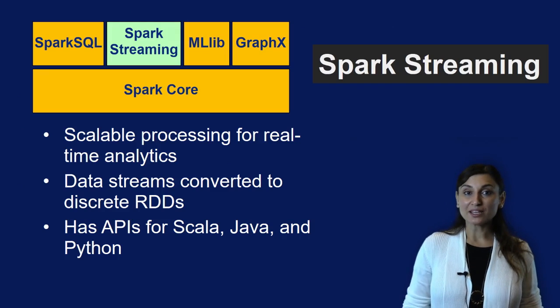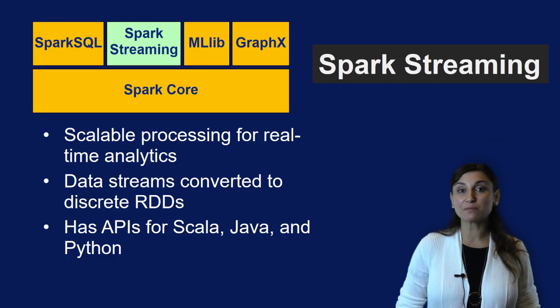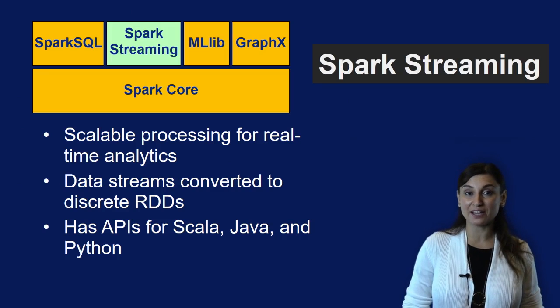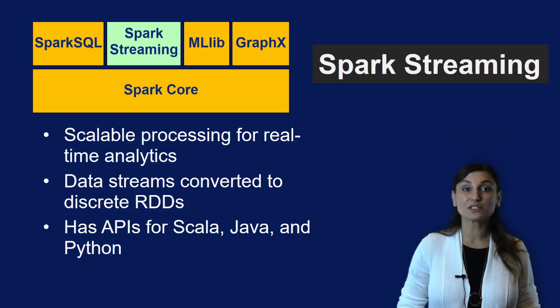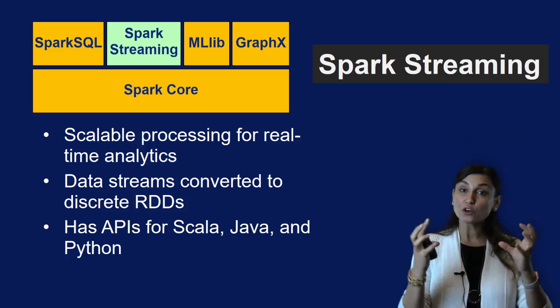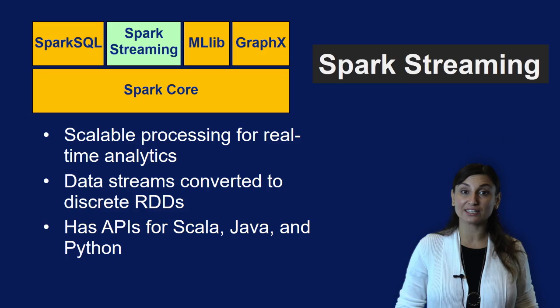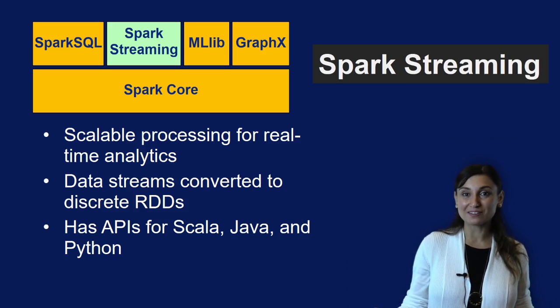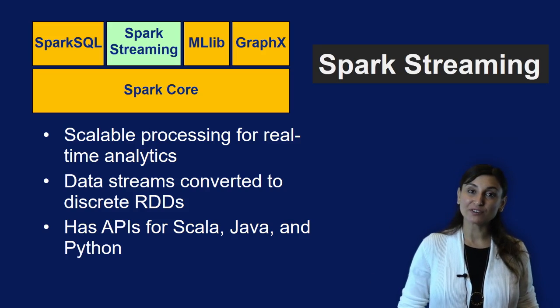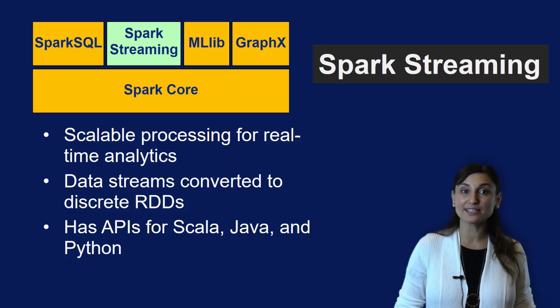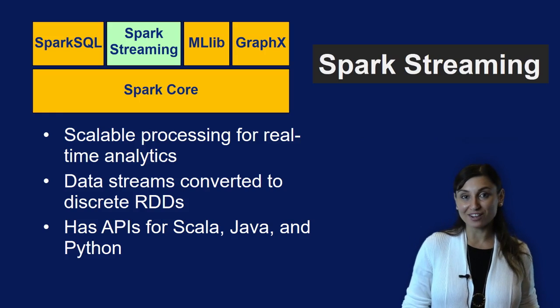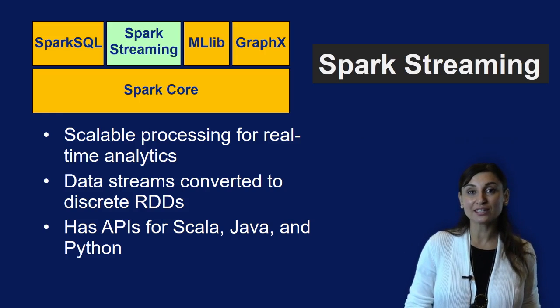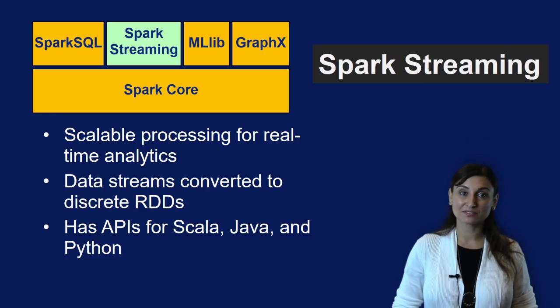Spark streaming provides scalable processing for real-time data and runs on top of Spark Core. Continuous data streams are converted or grouped into discrete RDDs, which can then be processed in parallel. Spark streaming provides APIs for Scala, Java, and Python, like other Spark products.